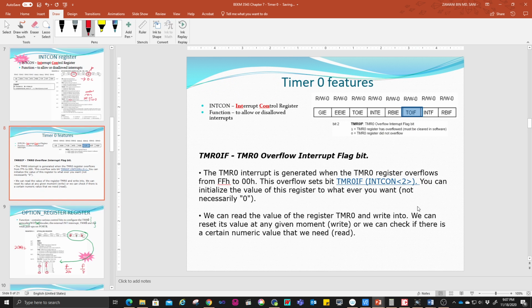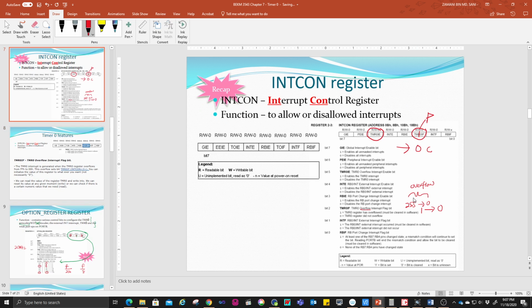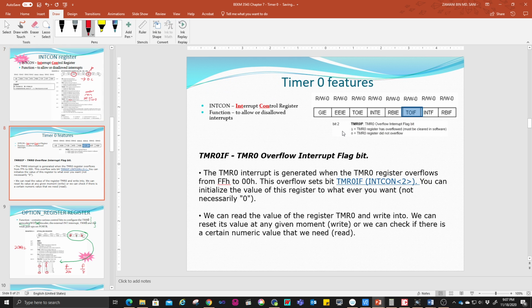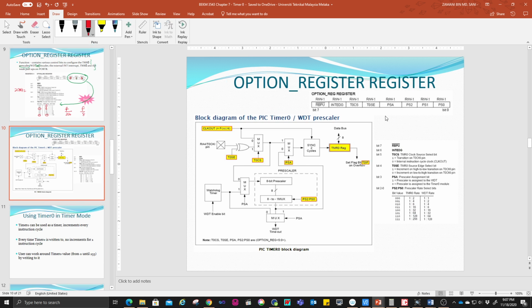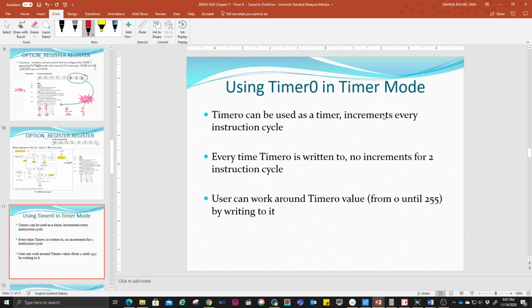Okay, so this is the interrupt control register, and this is the one where we learned about the flag just now. I think you should understand the last one before this, the RB0 external interrupt. And this is the option register, and this is all about the circuitry and the function.